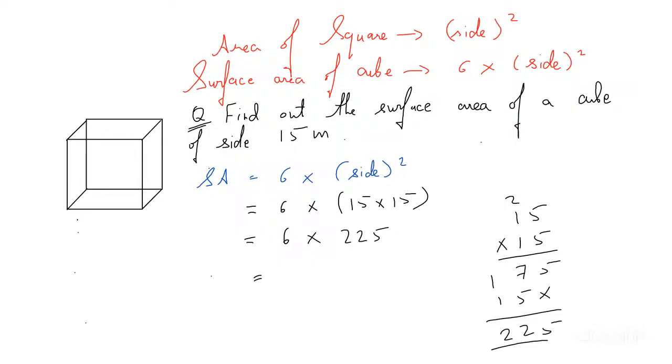Ma'am, 1350. 1350. Correct, Joshua. 1350 meter square. Correct. Good work.